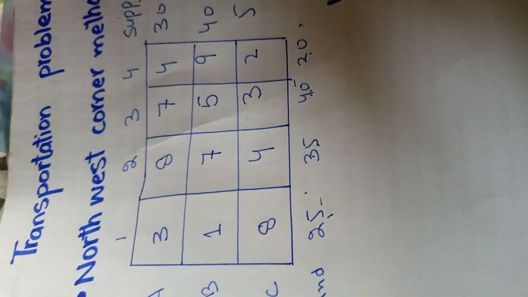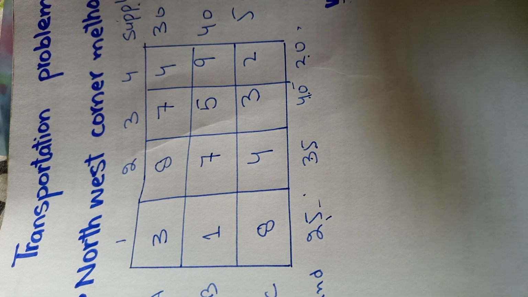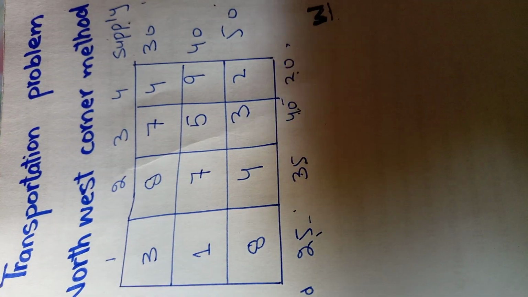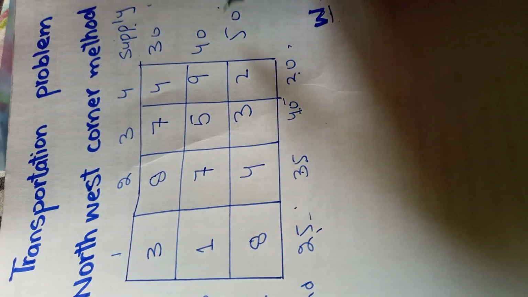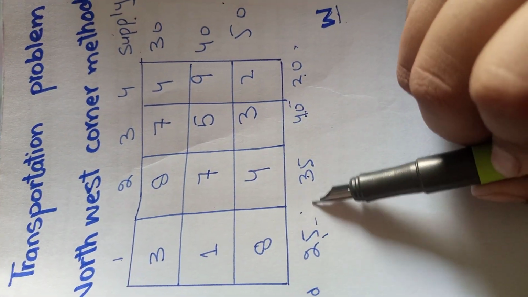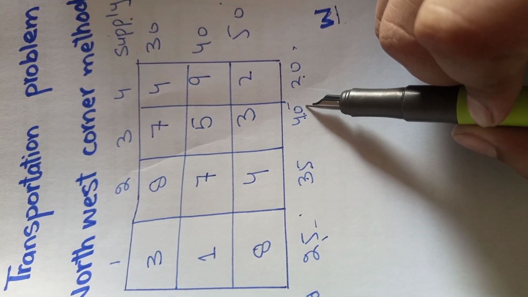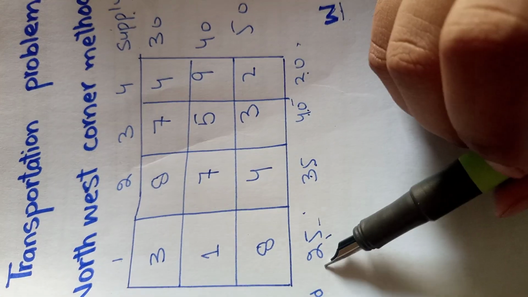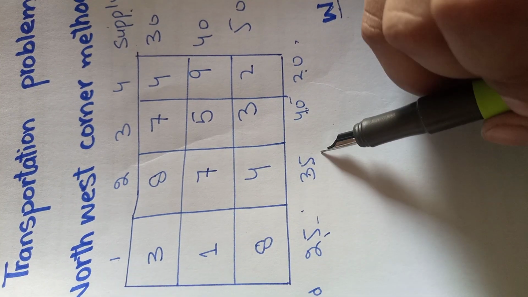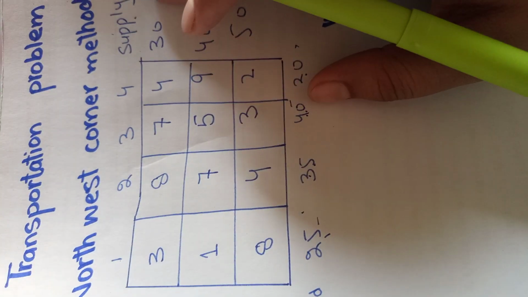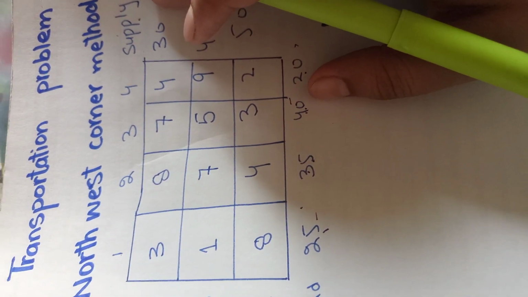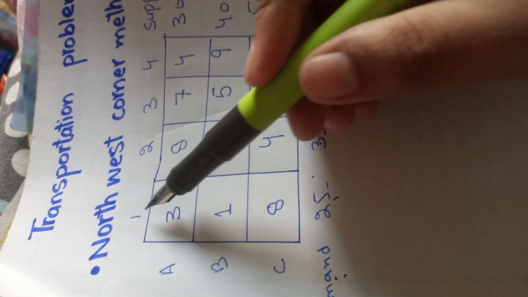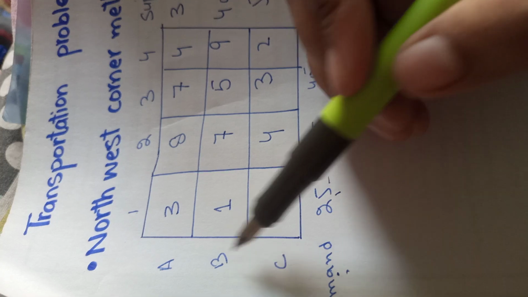In every method there is a condition. There are basically two conditions, balanced or unbalanced. In balanced, the sum of supply is always equal to the sum of demand. At the same time, in unbalanced form, the sum of supply will not equal the sum of demand. In this problem, the form is balanced. So let's start. These are the destinations, the columns, and these are the sources A, B, C.